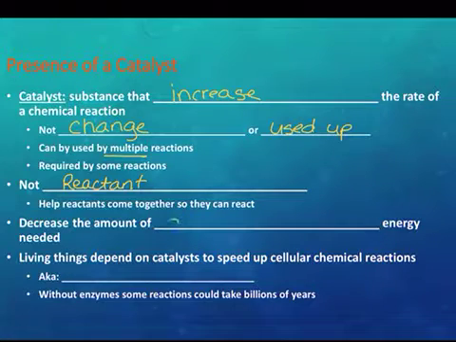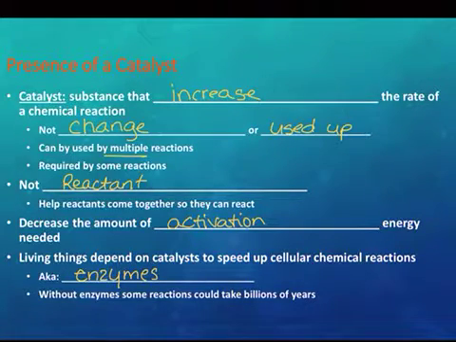It decreases the amount of activation energy that is needed. And so living things depend on catalysts to speed up the cellular chemical reactions. When we talk about living things, we call catalysts enzymes. So without enzymes, some reactions inside our bodies could take up to billions of years, whereas with the presence of enzymes, they can take mere hours. So catalysts really speed things up.